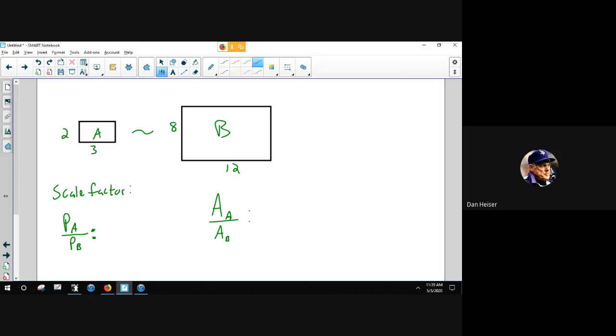Start with the scale factor. We have 2 units here, 8 units here. That's a nice ratio of 1/4. And then we have the same ratio of 1/4 here. There's our scale factor. Rectangle A is 4 times smaller than rectangle B.